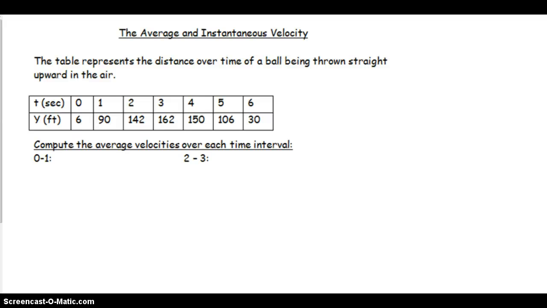We're going to look at average and instantaneous velocity now. We have a great table here that gives us the number of seconds and the specific distances that happened then. We had a ball thrown straight up in the air and it came back down.